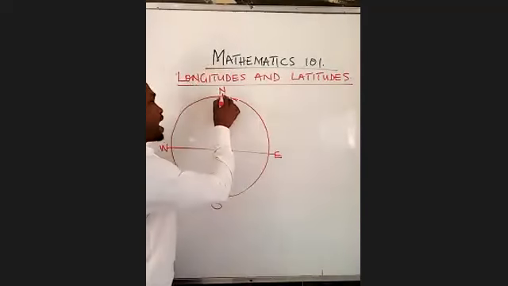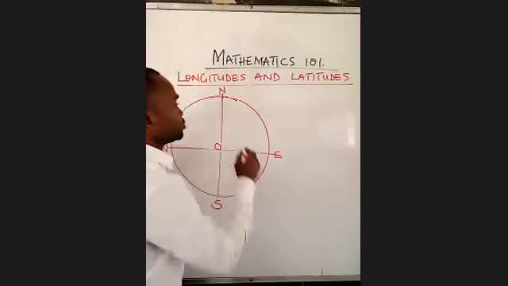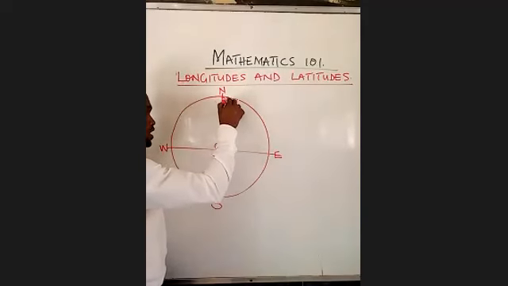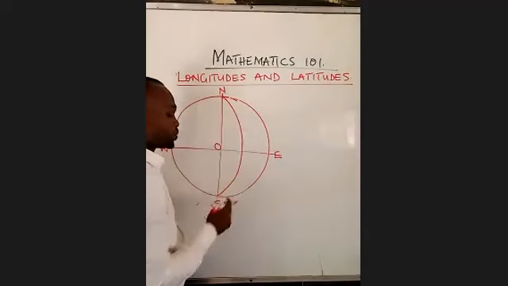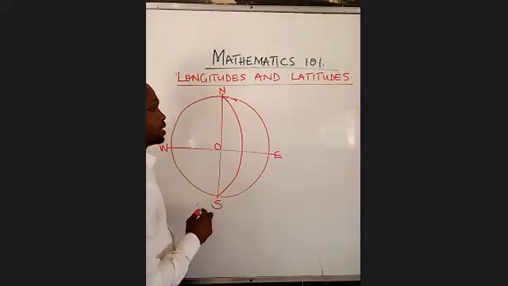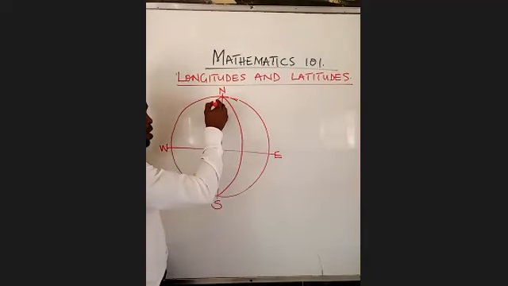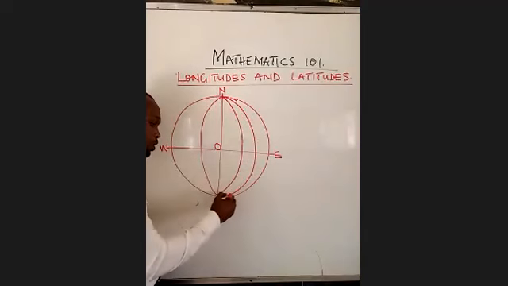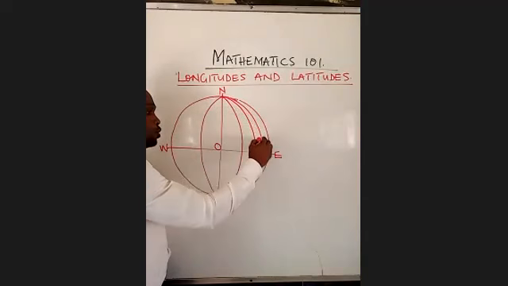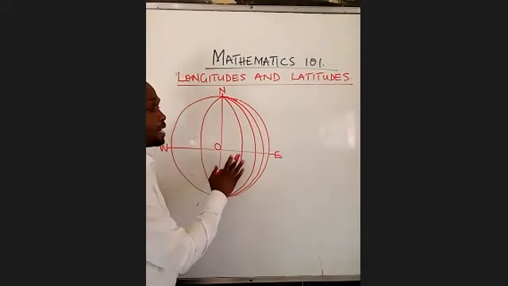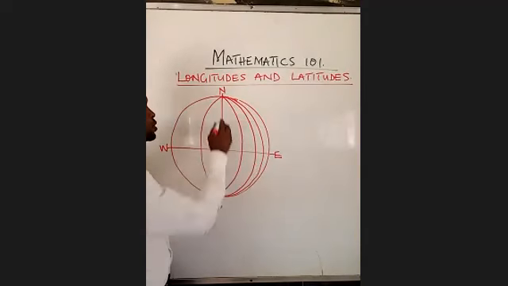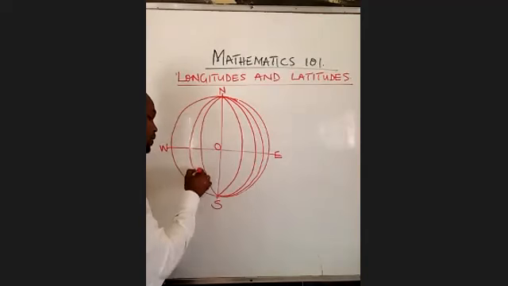So longitudes are imaginary lines drawn from North Pole to the South Pole. I say, imaginary lines drawn from North Pole to the South Pole. All these are what? Are longitude. Why? Because they are imaginary lines, and they are drawn from North Pole to the what? To the South Pole. So all these are what?